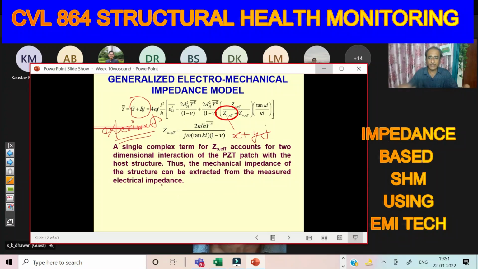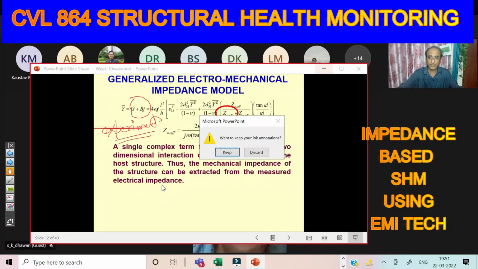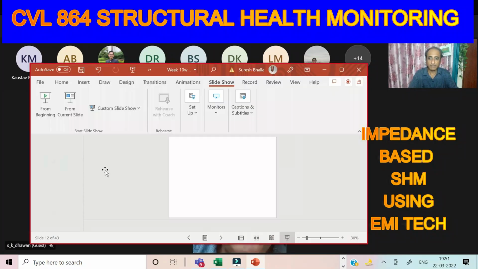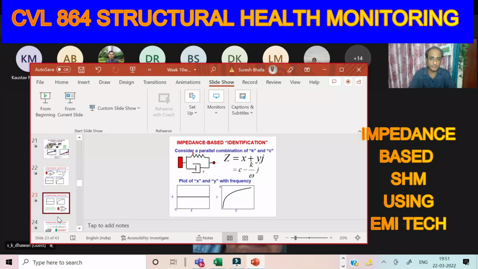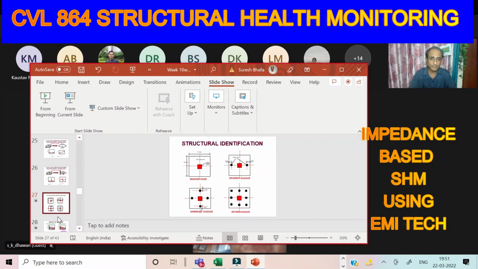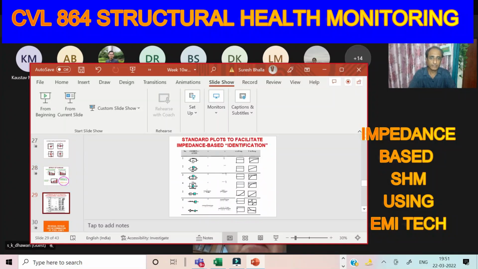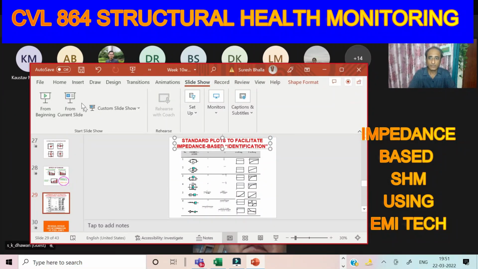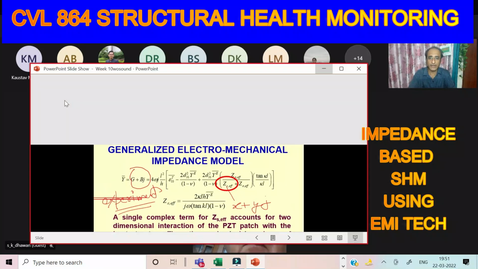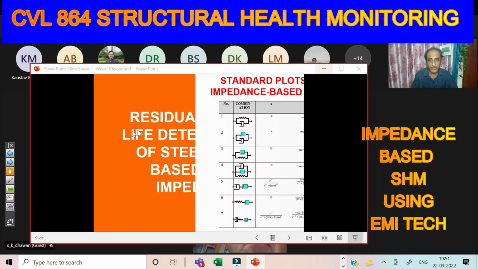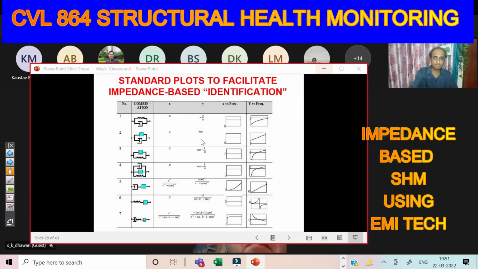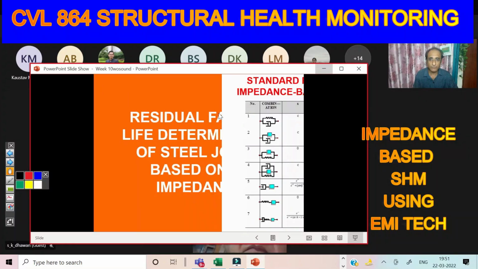So if you are getting a certain pattern, for example, we have some standard patterns. Compare with the standard patterns. So compare with these standard patterns. For example, if you are seeing that the behavior of X and Y, which are identified from here, they are following this kind of behavior.